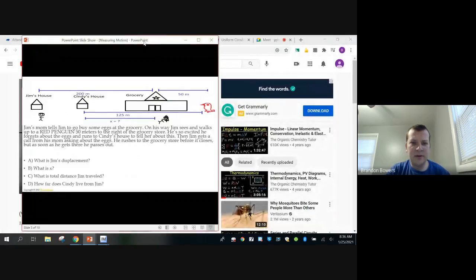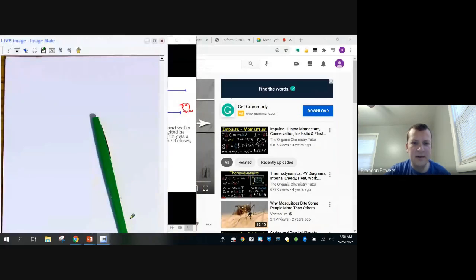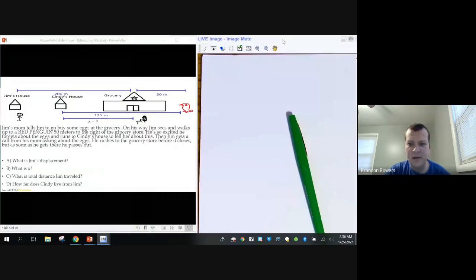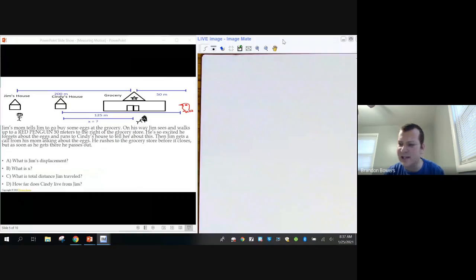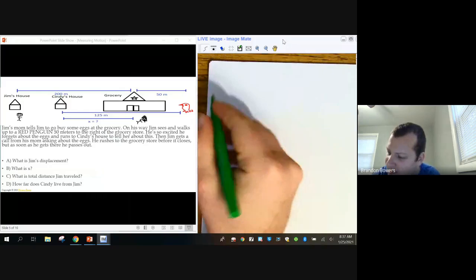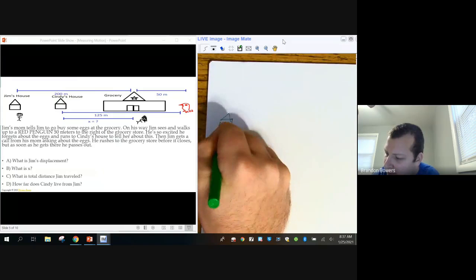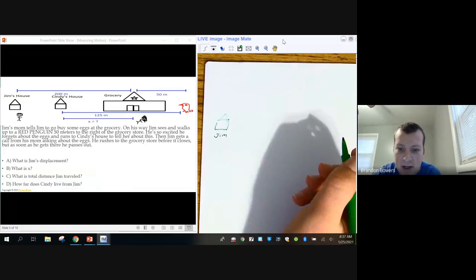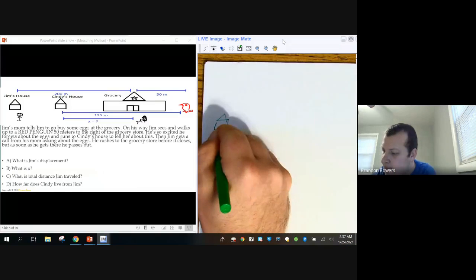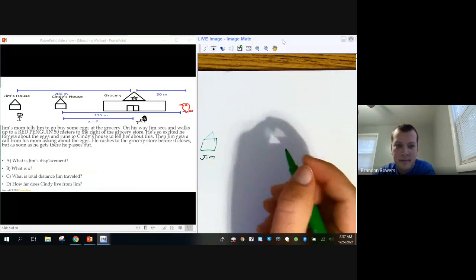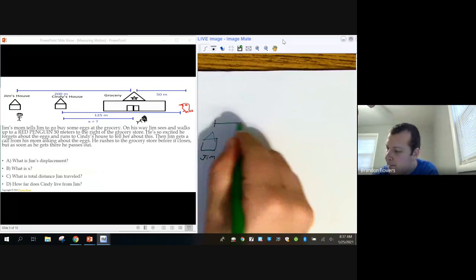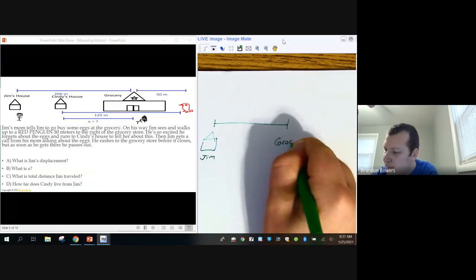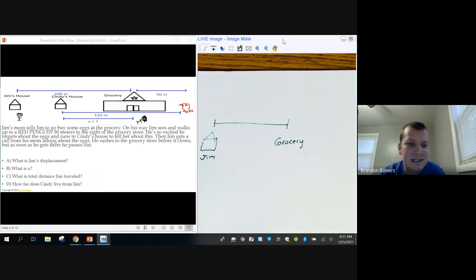Okay, so what I'm going to try here is, here we go. It says, what is Jim's displacement? Well, if he started at Jim's house, displacement is start to finish. So if we started there and he finished at the grocery store, what's the displacement? How far is Jim's house to the grocery store? Well, the displacement should be 200.